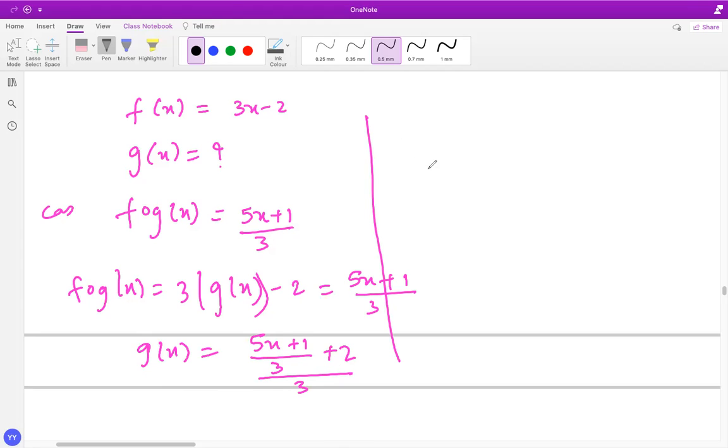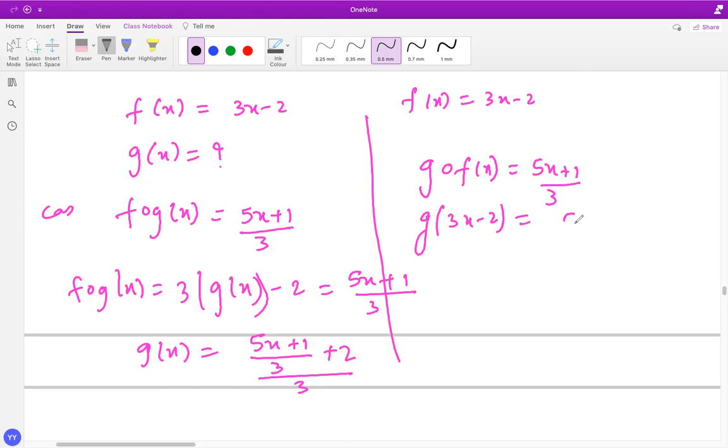What if I had, let's say, g of f of x equals 5x plus 1 upon 3 instead of f of g of x. So let's say f of x is 3x minus 2. Now, in this case, you have been given g of 3x minus 2 equals 5x plus 1 upon 2. Now, in order to obtain the function, what you've got to do is take this thing as some variable, y or something, or let's say I take it as t. So you just find the inverse of this function.